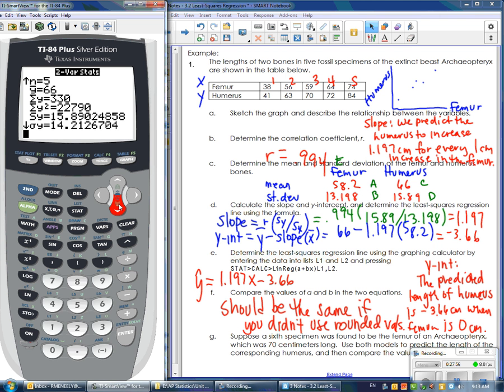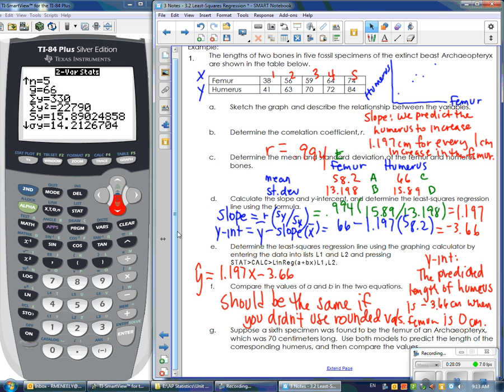But again, there's no way to store the mean and the standard deviation to keep your decimal places. But if you're just trying to get this done quickly, that would be the fastest way to come up with your summary statistics. Once you have an equation, then we can actually use the equation to make predictions. And like I said, that's the whole point of modeling.